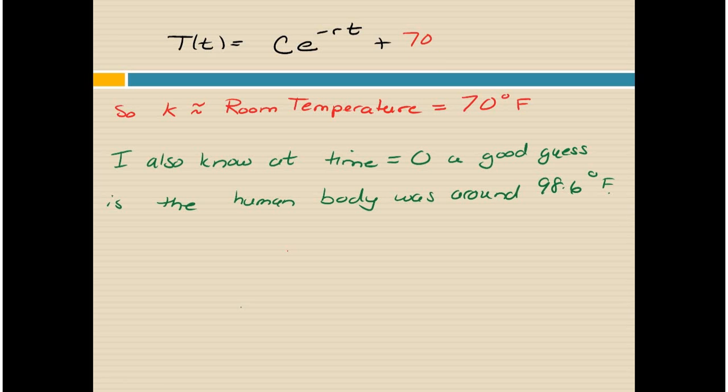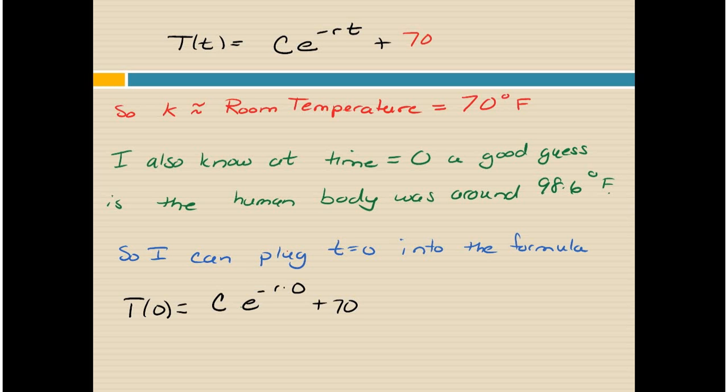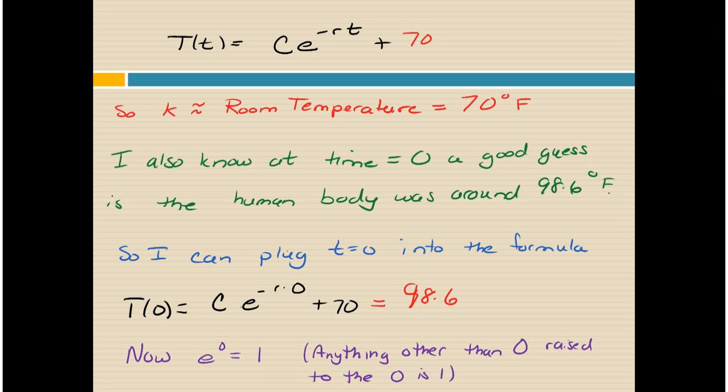I also know that at time equals 0, a good guess is that the human body was around normal temperature, which is 98.6 degrees Fahrenheit. So if I plug in the x value of t equals 0 into the formula, I should get the y value of 98.6. So I'm going to plug in t equals 0 into the formula, and I know that that should be equal to 98.6. Now e to the 0 is 1. Anything to the 0 is 1 other than 0 to the 0. So I'm going to replace that e to the minus 0 with 1.